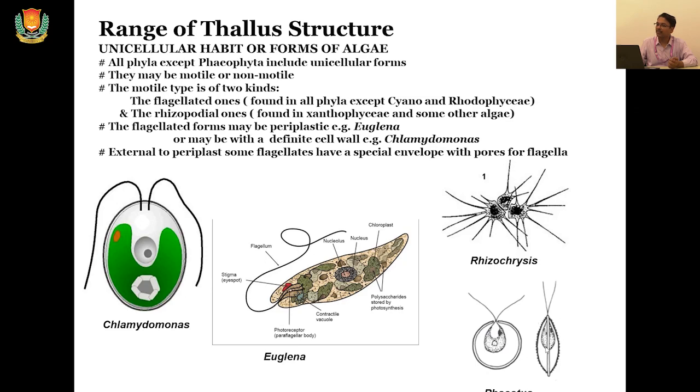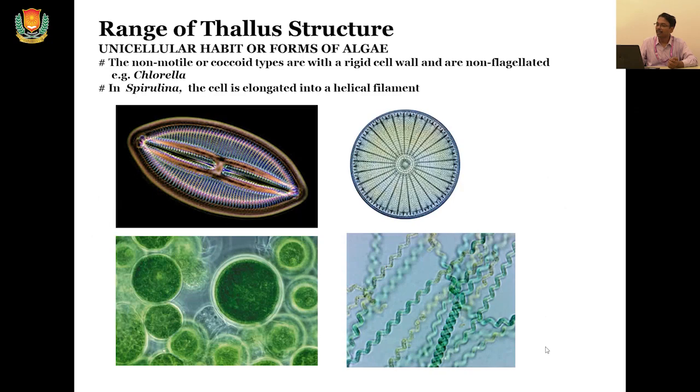Okay, and this special envelope encircles the cell, and it has a pore here through which the flagella comes out. This is the top view, and this is the lateral view of Phacotus. Now, up to now, we have seen the motile forms of unicellular thallus. Now we would see the non-motile forms.